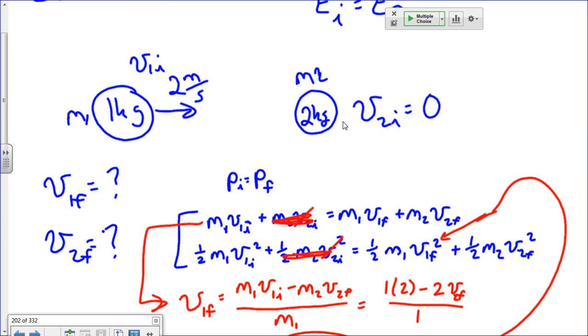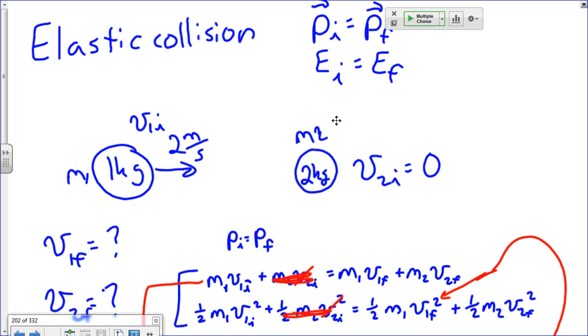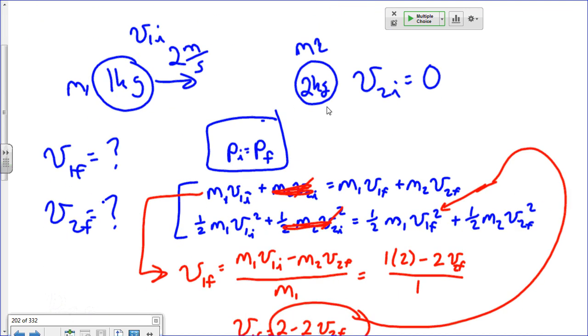So let's see, it started out last time. It would just be a one-dimensional problem like this. I have one object collided with another object. I don't give you any final velocities, but because it's an elastic collision, you can still create that system of two equations, where your first equation is that the initial momentum is equal to the final momentum, and your second equation is that the energy initial is equal to the energy final.